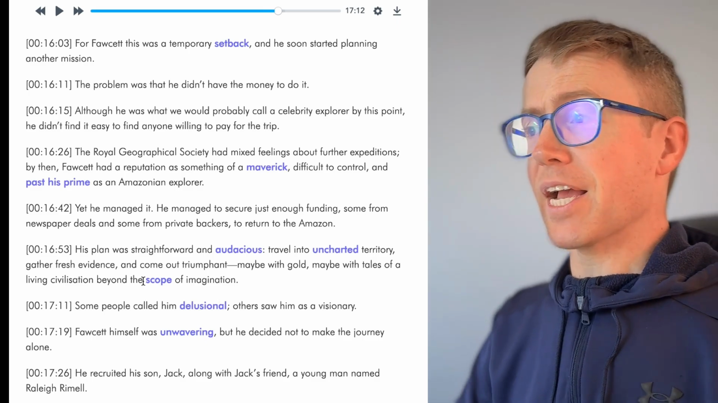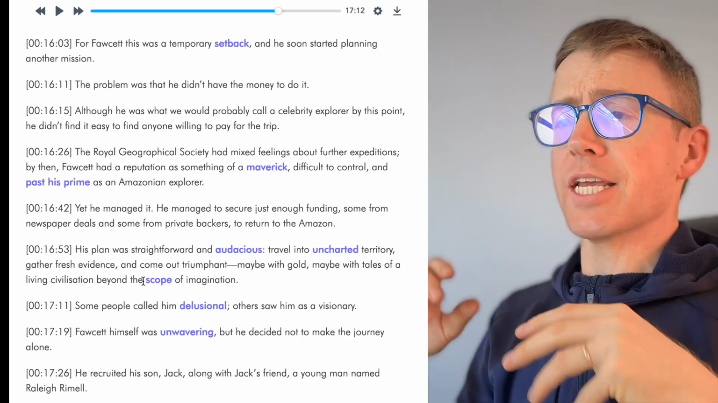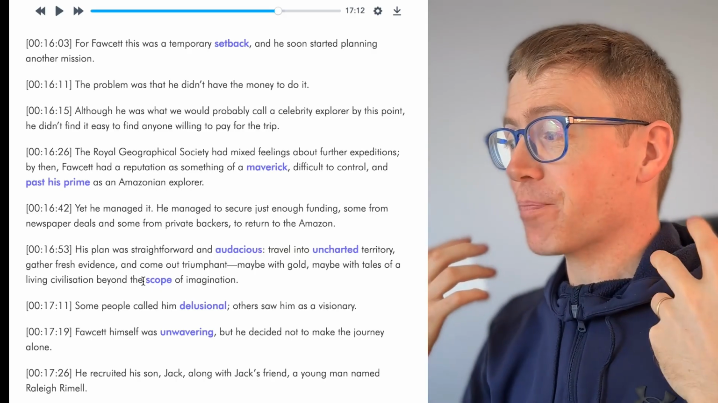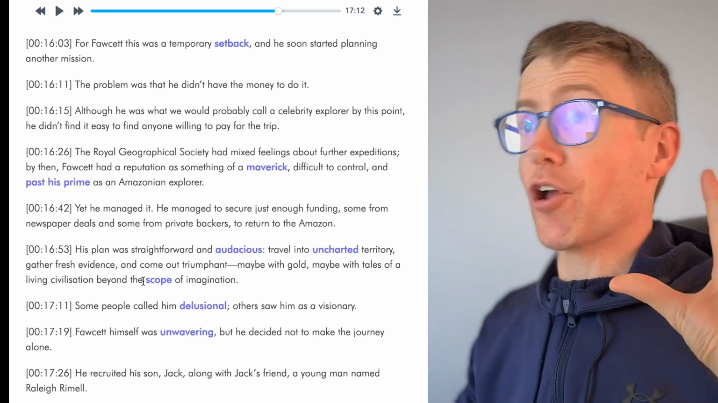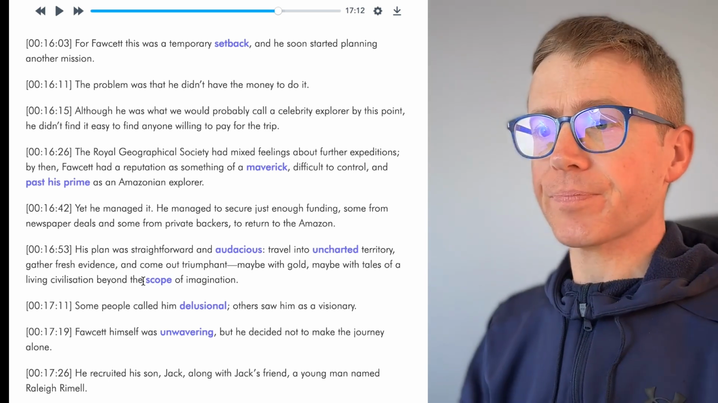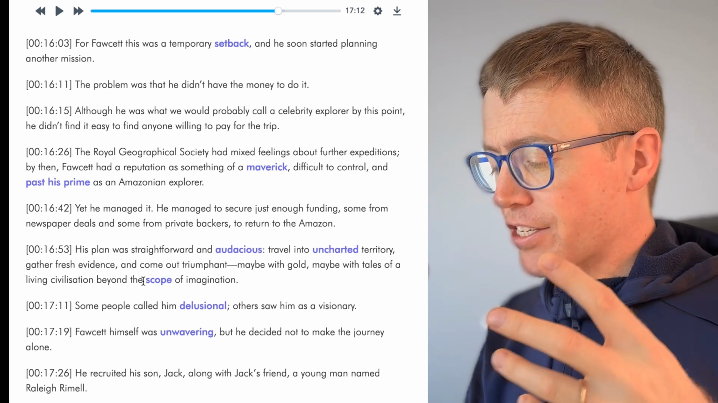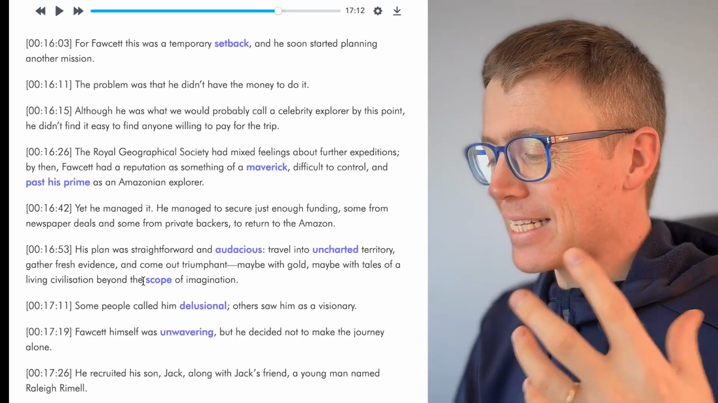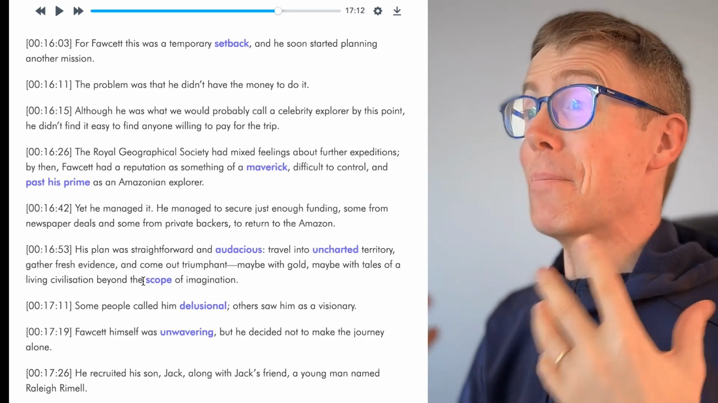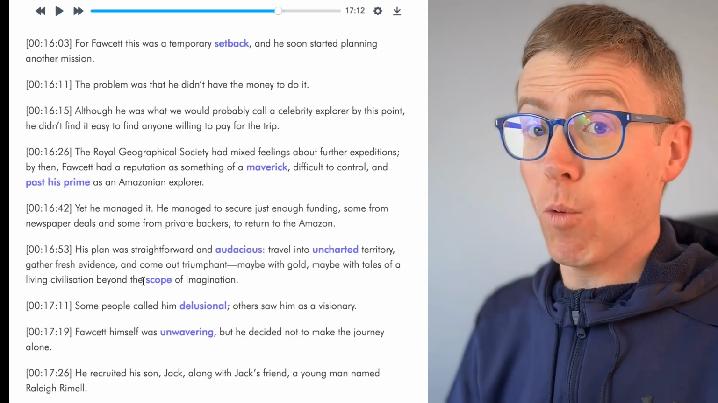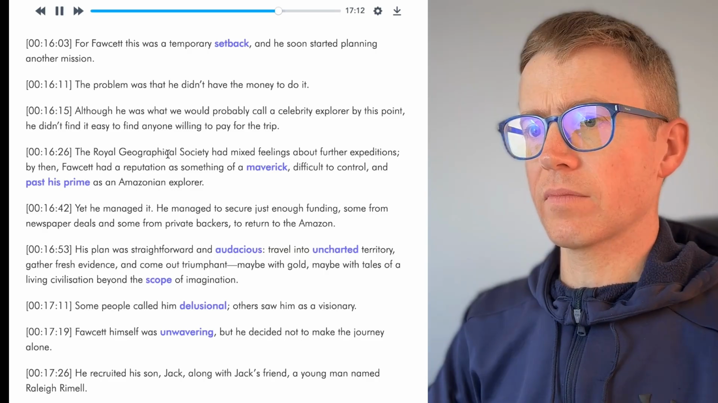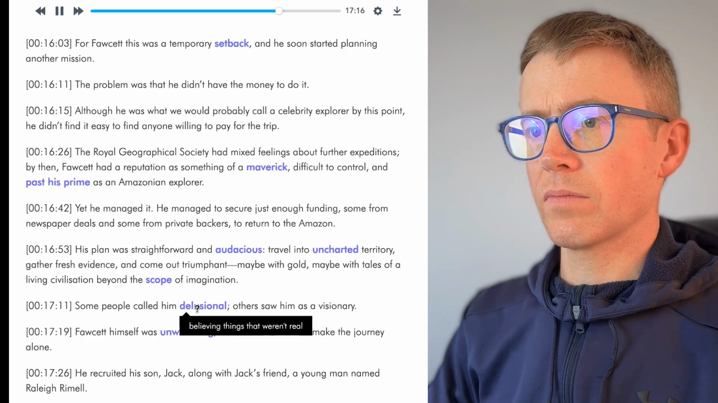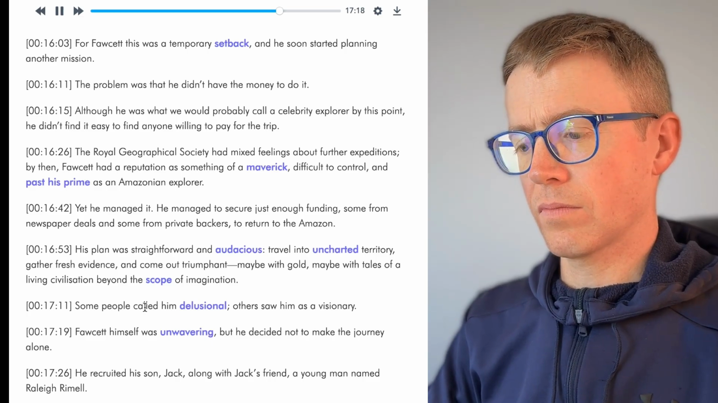Scope meaning kind of what you can see, and scope of imagination meaning everything that can be possibly imagined. So if it's beyond this, it's so amazing, so wonderful that we can't even begin to imagine how wonderful it is. Some people called him delusional. Others saw him as a visionary.